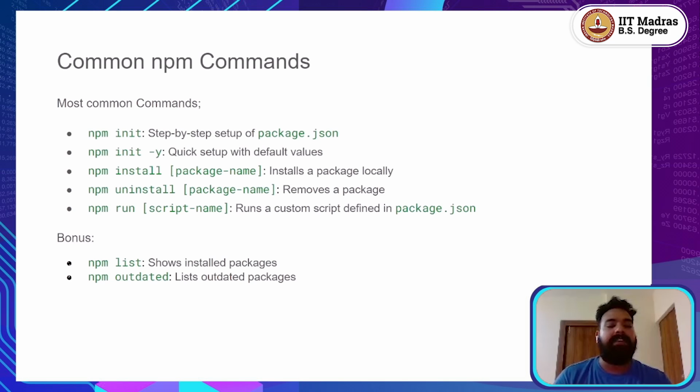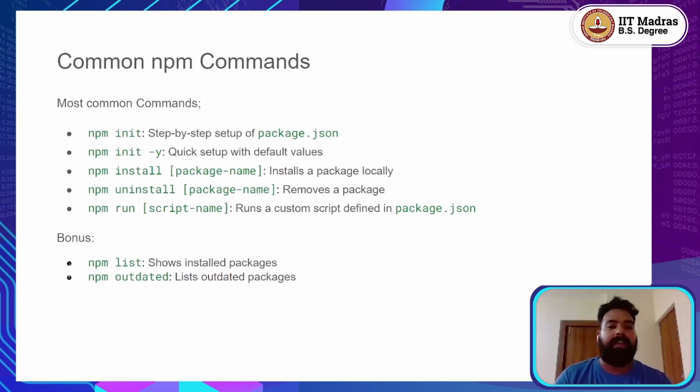Next, let's get familiar with some of the most common npm commands you will be using regularly. To start a new project, you use npm init. This command walks you through a step-by-step setup of your package.json file, asking for details like project name, version, description, and entry point. If you want to skip all of these steps and quickly create a package.json file with the default settings, you can use npm init -y. When you need to bring a new library into your project, you will use npm install followed by the package name. This downloads the package and updates your package.json accordingly.